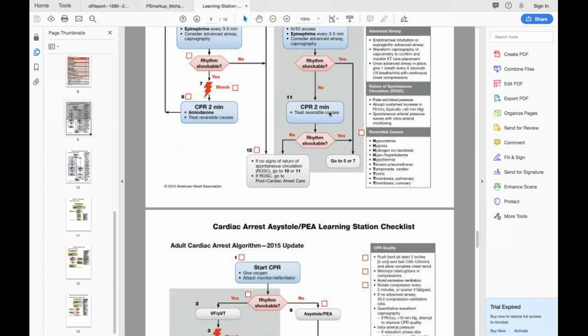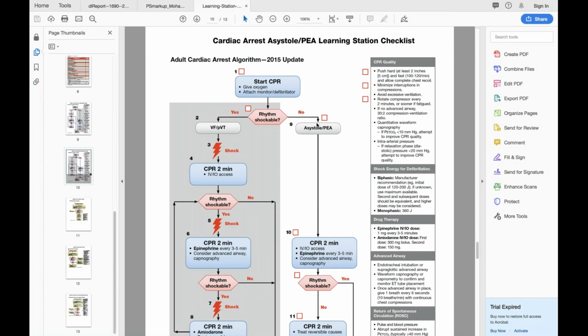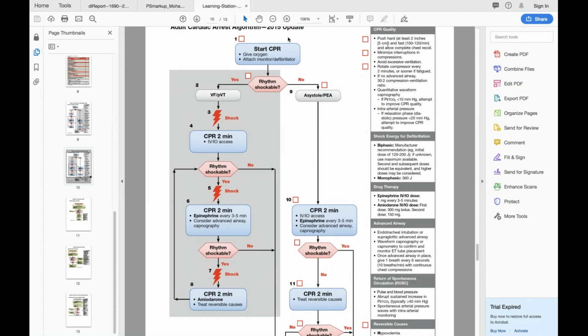Now, when we go the other way around, let's say the patient progressed to being worse, or we came and caught him in asystole or PEA. So we did CPR, help arrived, give oxygen, attach monitor. Then we look at the rhythm in the monitor, and it shows asystole or PEA. So what you will do next, there is no shock.